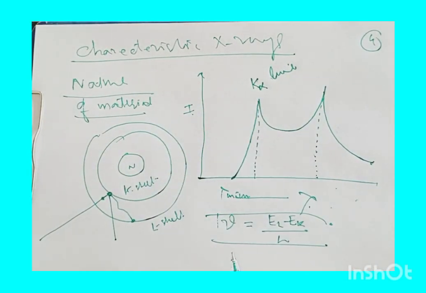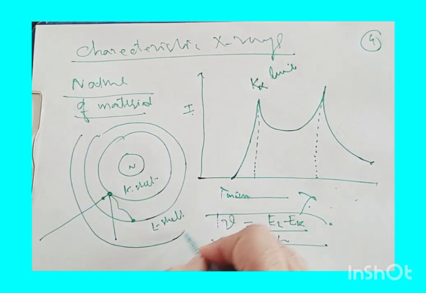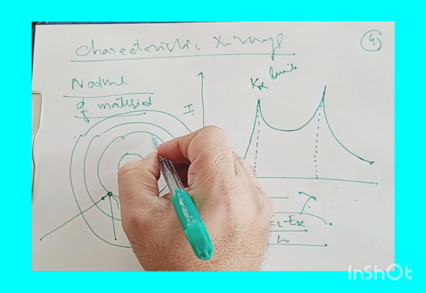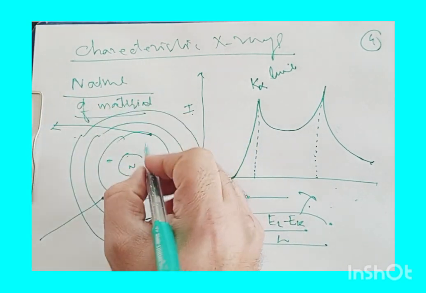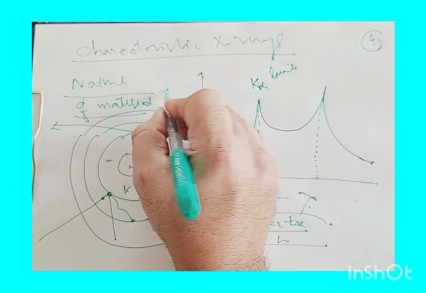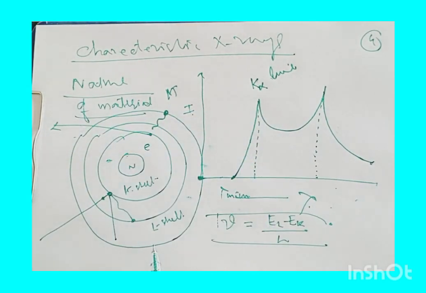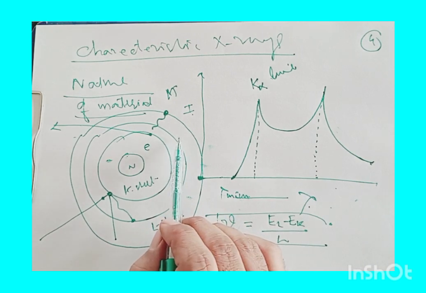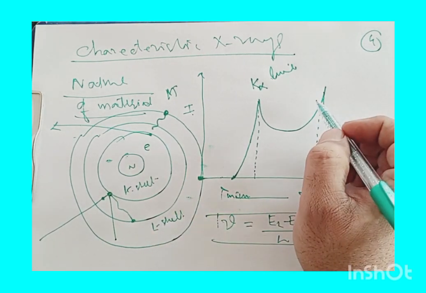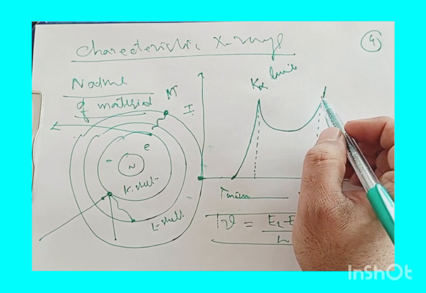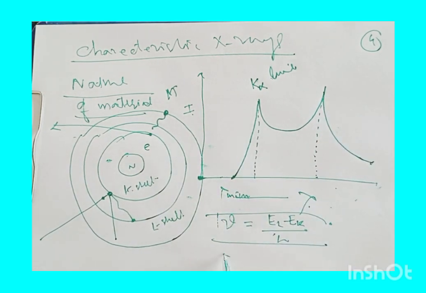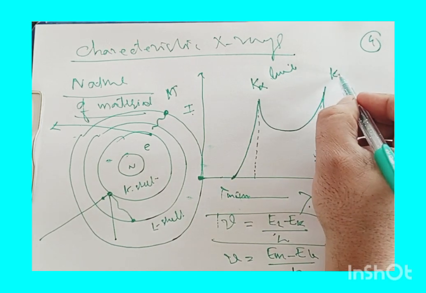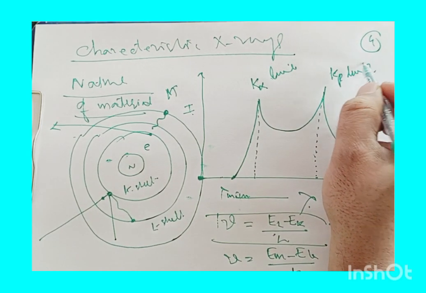Now if the vacancy in the innermost shell is filled by an electron from the M orbit, suppose an electron is ejected first, and now we have an electron coming from the M orbit. Now it emits the radiation. The X-rays are emitted in the form of a photon that gives rise to a spectral line of frequency defined by (EM minus EK) by h. Now this spectral line is called the K beta line.